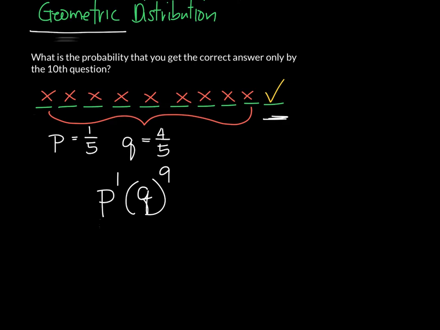There's only one case in which this can happen, and that is you get all the first 9 wrong and the 10th question right, and no other case. So there is no need for us to make or count any other combination, because there is just a single case that this will happen. So the probability itself is already P raised to 1 times Q raised to 9.